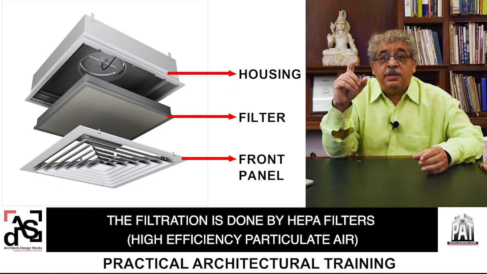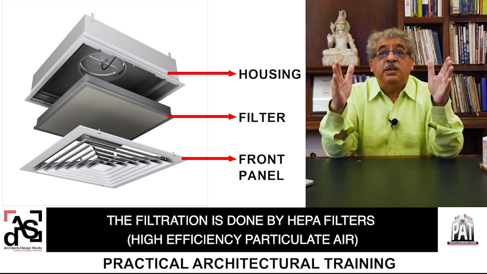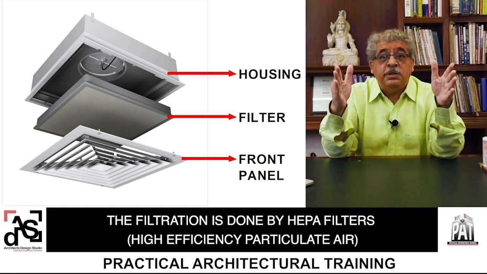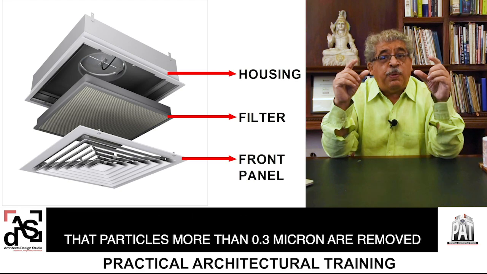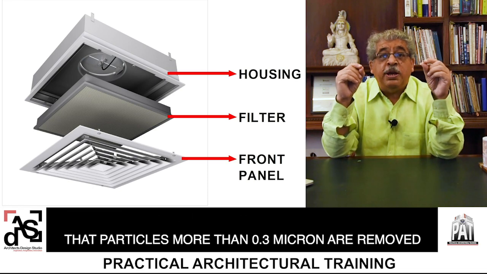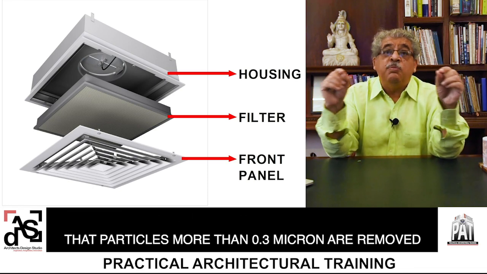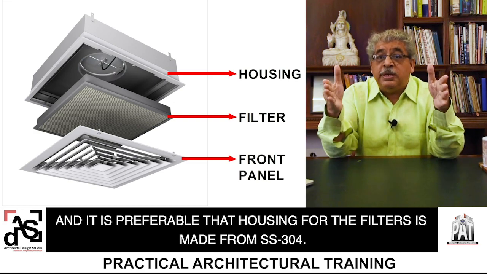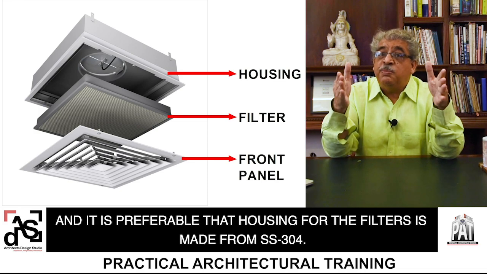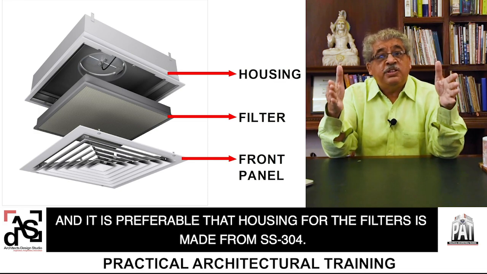The filtration is done by HEPA filters, which are high efficiency particulate air filters, so that the filtration levels are such that particles more than 0.3 micron are removed. And it is preferable that the housing for the filters is made from stainless steel 304.